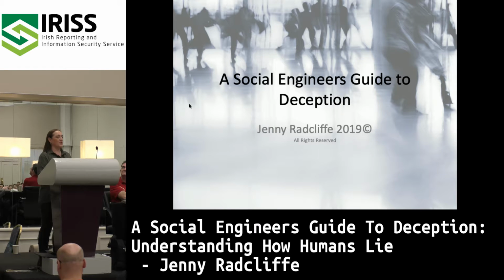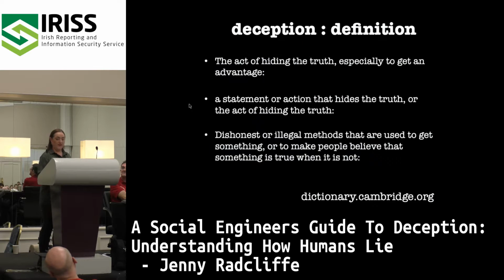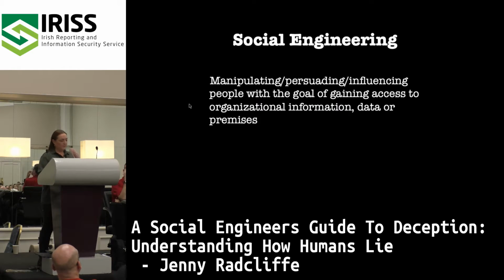So obviously, as a social engineer, a lot of the time I'm actually introduced as a professional liar, which is a bit of an insult. And I suppose it's kind of true. You know, if you define deception as the act of hiding the truth, illegal methods used to get something, or to make people believe that something is true and it isn't, social engineers are professional liars. And obviously we use that in various ways throughout the job. So whether it's physical infiltration, whether it's writing spear phishing emails, any kind of contact involves deception.